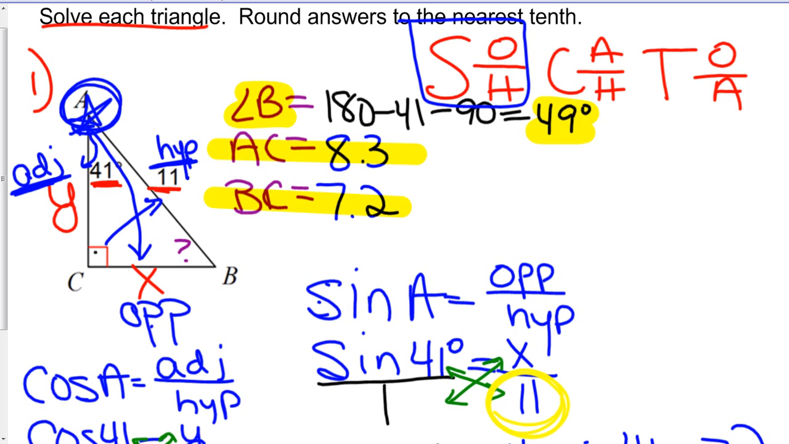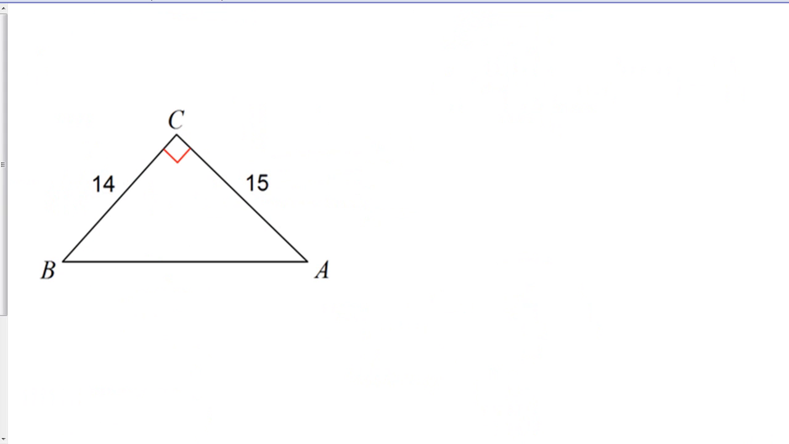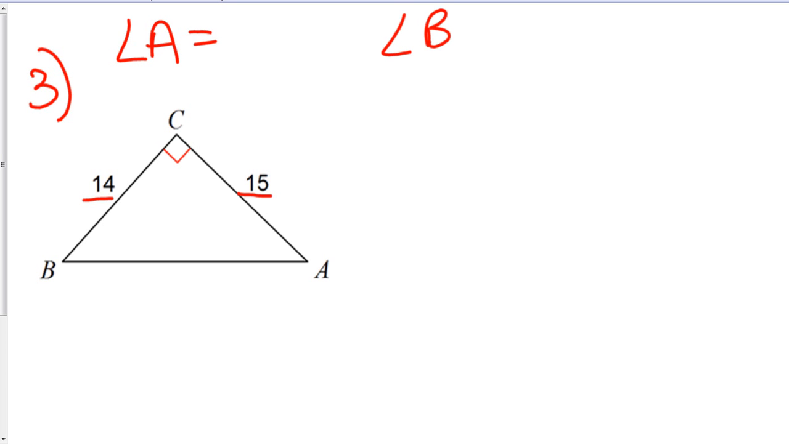Okay. The next problem that we are going to look at is problem number 3. This is slightly different than problem number 1. Notice how we have two sides and one angle. We are missing two angles, so we're going to need to look for angle A, angle B, and then we're also going to need to look for side length AB.